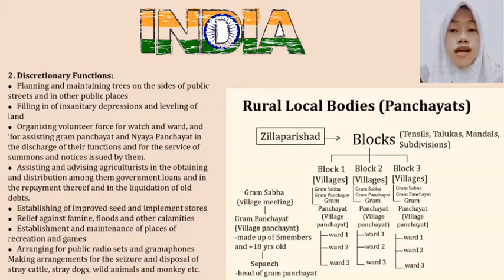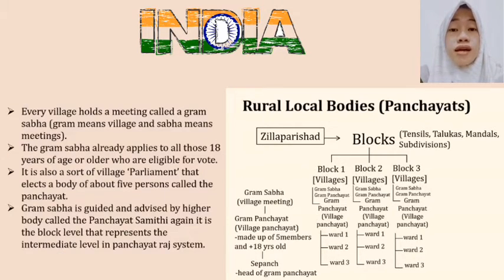Those are the examples of discretionary functions. Again, in a village, they should have a governmental body to know their local interest and whether they have development ideas in their area, presented by meeting. Every village holds a meeting called Gram Sabha, where Gram means village and Sabha means meeting. The Gram Sabha applies to all those 18 years of age or older who are eligible to vote. It is also a sort of village parliament that elects a body of about 5 persons called the Panchayat. It is the cabinet of the village government.